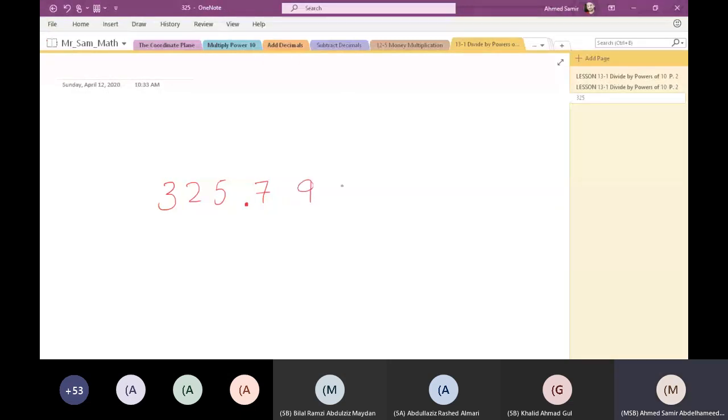4, for example. So what's the name of this digit? Khalid, this question is for you. Ones. No, Habibi, this is the ones. This is tens, and that's hundredths in the left of the decimal. And this is hundreds.